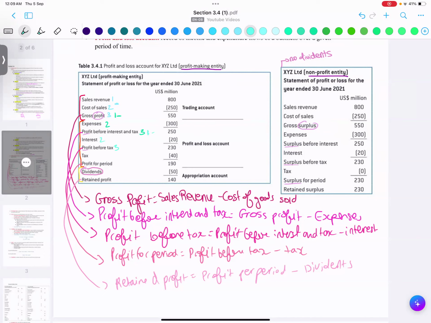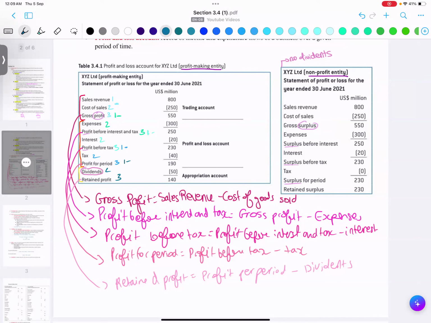Okay, it's really, really easy. And you just continue: 1 minus 2 to get 3, and then 1 minus 2 to get 3. That's really it. That's the simplest and easiest way to memorize how to do this.